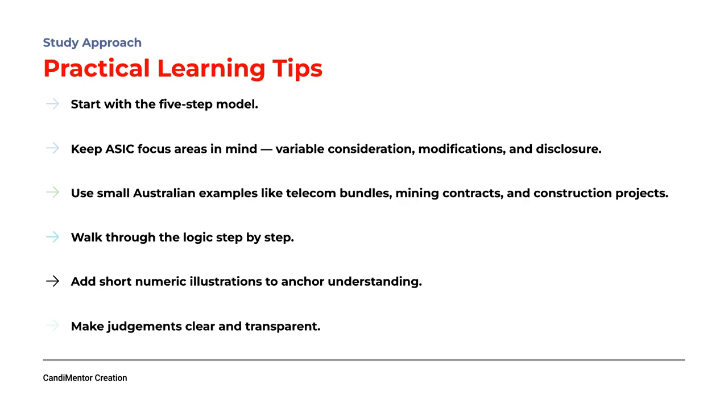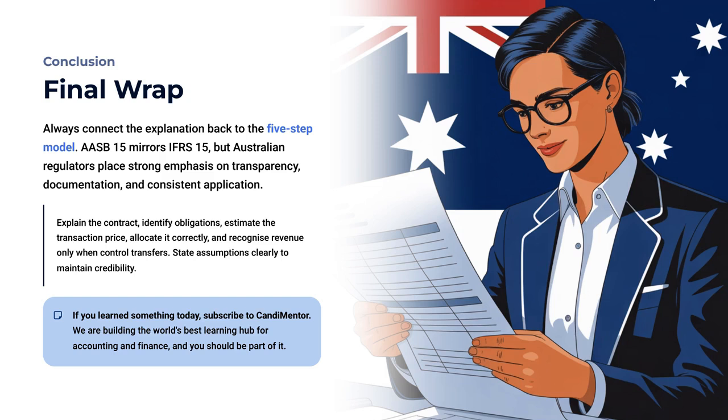Practical learning tips. Start with the 5-step model. Keep ASIC focus areas in mind: variable consideration, modifications, and disclosure. Use small Australian examples like telecom bundles, mining contracts, and construction projects. Walk through the logic step by step. Add short numeric illustrations to anchor understanding. Make judgments clear and transparent. End. Final wrap. Always connect the explanation back to the 5-step model.